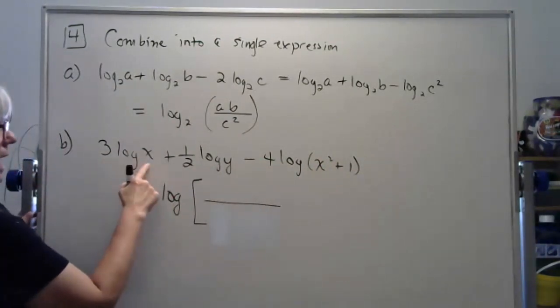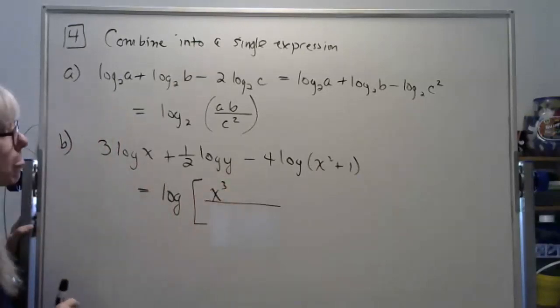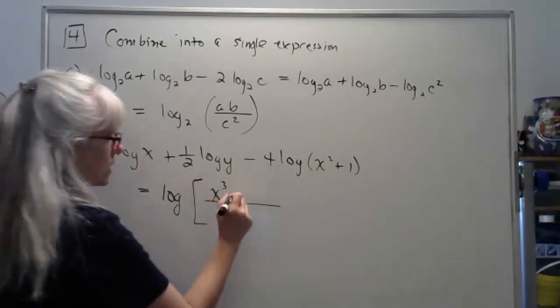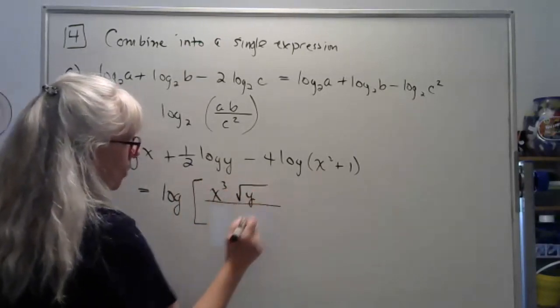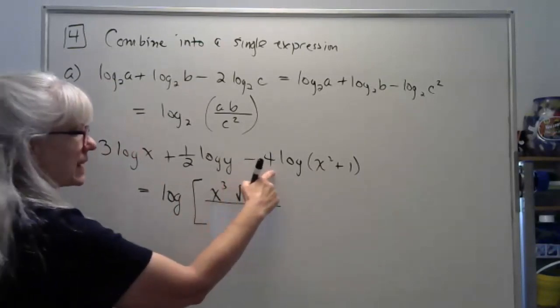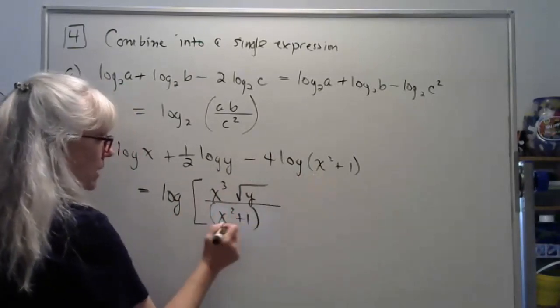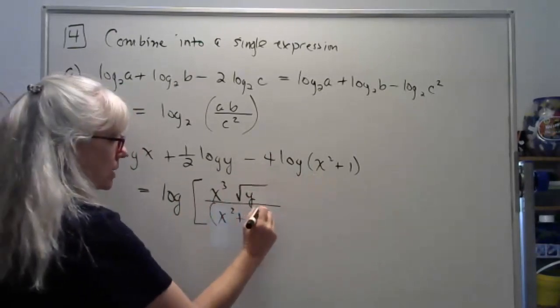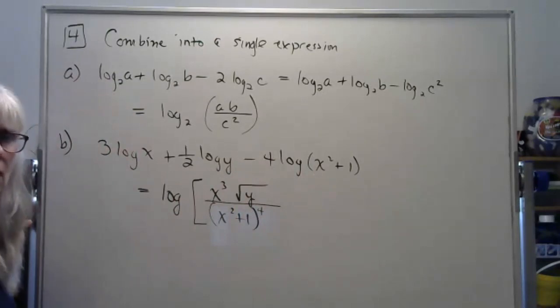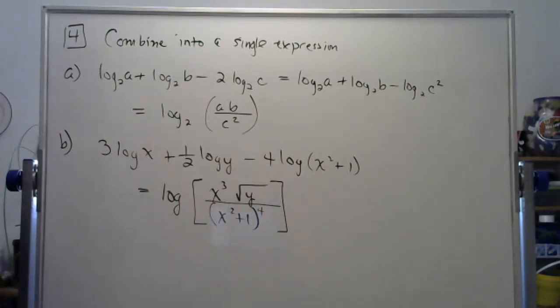Okay, so if it's positive, it goes in the numerator. So this 3 log x translates into an x cubed. This 1/2 log y is going to translate into the square root of y. So I have x cubed times the square root of y. The next term is negative, so it's going to go to the denominator. So I'm going to pick up the x squared plus 1. And because it had a coefficient of 4 out in front, I'll bring that in as an exponent on the x squared plus 1. And then I'll close everything off, and I'm done. So in one swipe, you should be able to write those answers, but be careful.